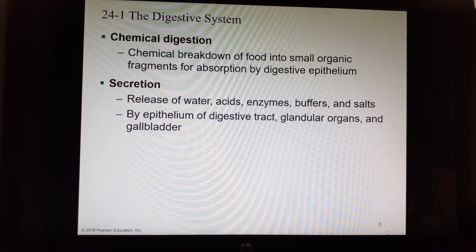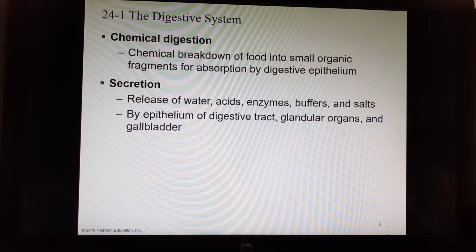Chemical digestion, as I said, is applying things like enzymes that will chemically break down food into the macromolecules. They cannot be absorbed unless they're broken down. Secretion is using water, acids, enzymes, buffers, and salts for chemical digestion. And they are secreted by cells in the digestive tract, glandular organs, and your gallbladder.